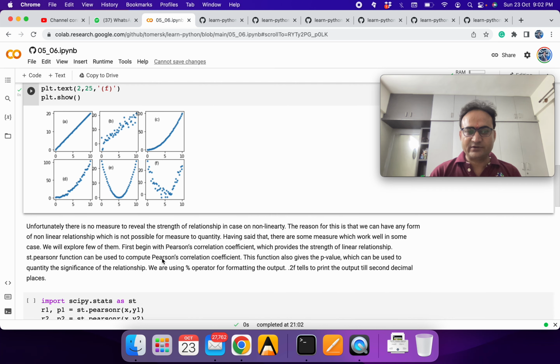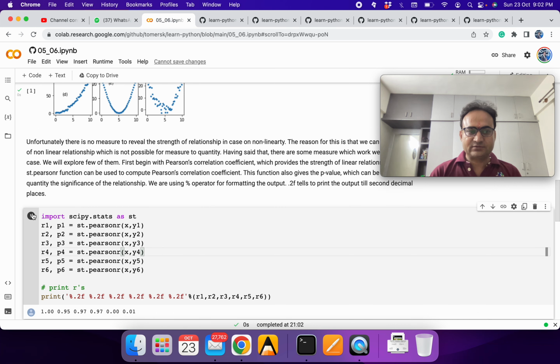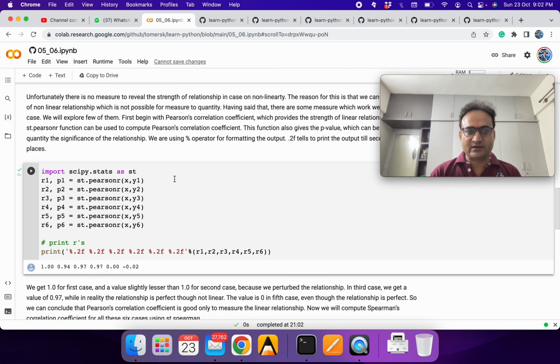Now we look at some commonly used measures of statistical dependence and see what kind of results we are getting. First we are printing between x and y1, which was perfect, and we are getting a Pearson correlation equal to 1. So it's able to capture the strength of the relationship. Then we look at the second one, where it was perfect plus some noise, so we expect it to be slightly less than 1. We are getting 0.94, which is perfectly fine. So it's able to capture the strength of the relationship.